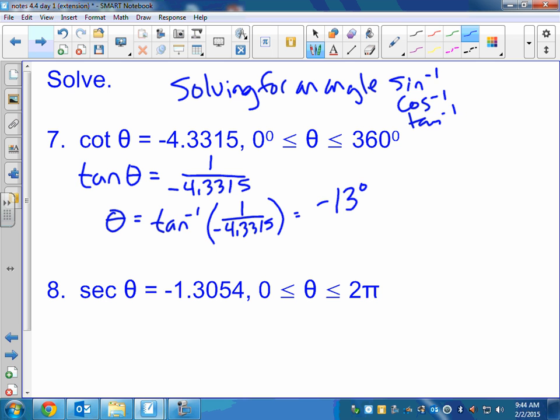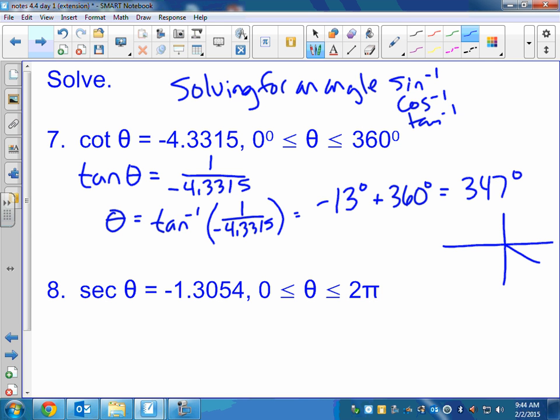Is negative 13 degrees between 0 and 360 degrees? What could I do to make it between 0 and 360 degrees? Yeah, that's the negative angle, so they're counting backwards the way we normally do. So could we add 360 to this to make that the positive angle? Which would be 347 degrees. Okay, what quadrant is that in? Quadrant 4. Do you agree that tangent is negative in quadrant 4? That makes sense. That there's an angle down here that's 347 degrees in quadrant 4.